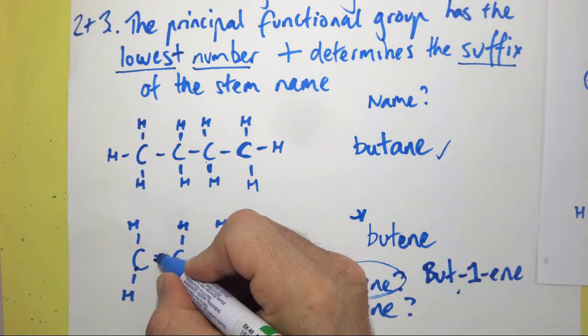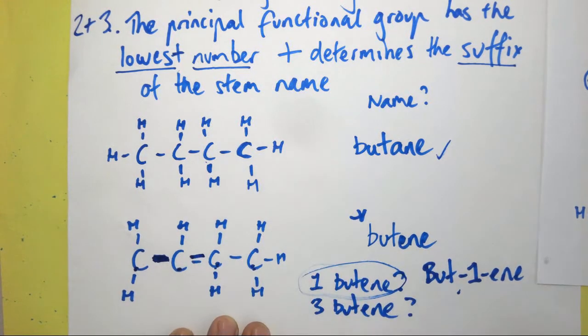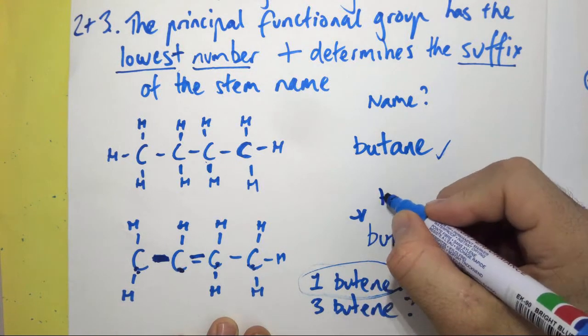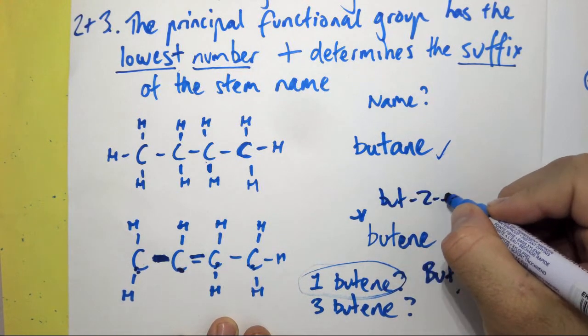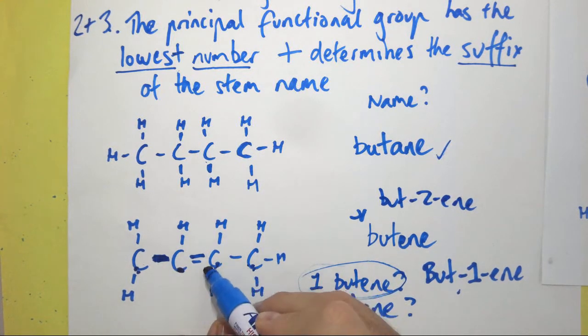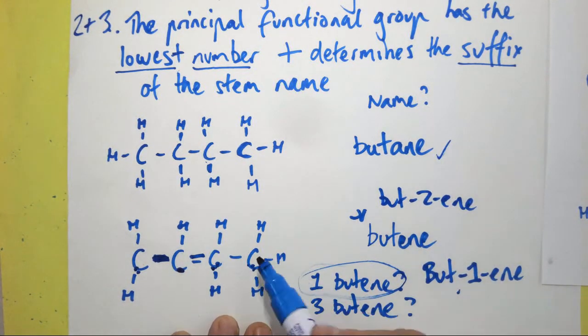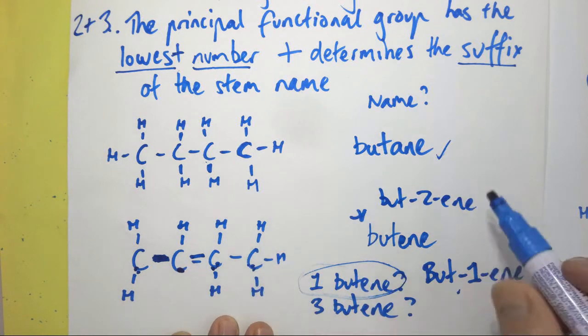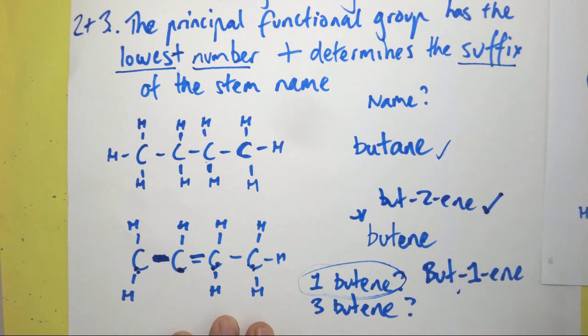For example, if it had a single bond and this double bond was there, now we'd have to have 1, 2, 3, 4, 1, 2, 3, 4. We'd need to label it where the double bond is with the lowest number. So our options are but-2-ene, showing where the double bond is, but-2, or 1, 2. It doesn't make a difference, because it's the same back and forward. So this would be called but-2-ene.